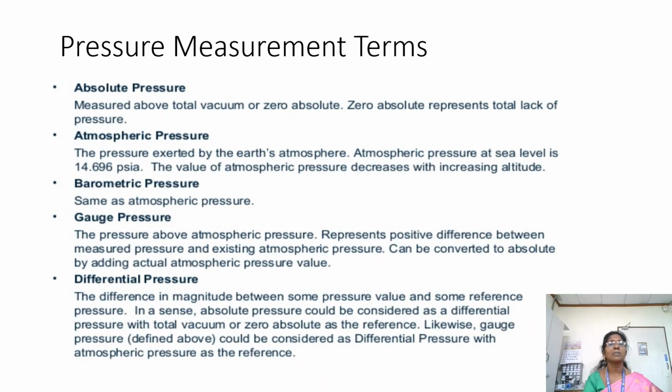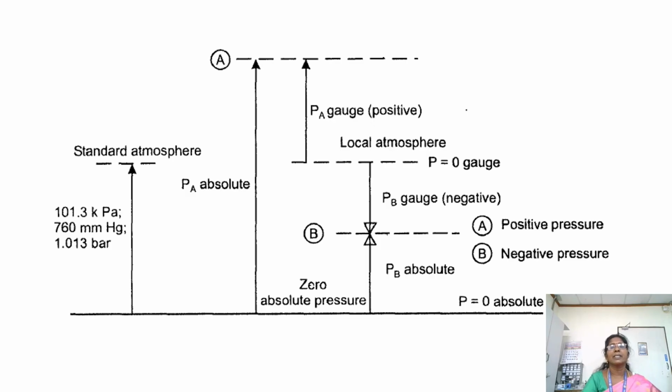Next is gauge pressure. The pressure above atmospheric pressure represents a positive difference between the measured pressure and the existing atmospheric pressure. It can be converted into absolute by adding the actual atmospheric pressure value. Next is differential pressure, the difference in magnitude between some pressure value and some reference pressure. In a sense, absolute pressure would be considered a differential pressure with total vacuum or zero absolute as the reference. Likewise, gauge pressure would be considered a differential pressure with atmospheric pressure as the reference. These are the various pressures.